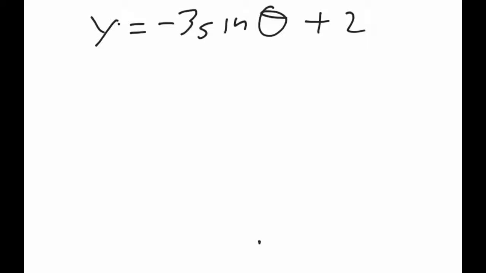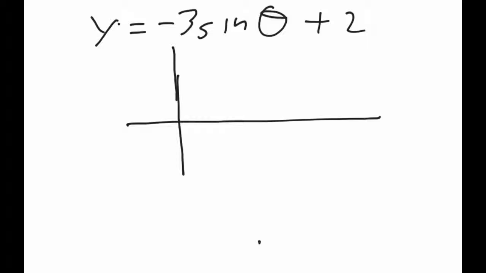Alright, we're going to do a couple graphing problems here. On this particular one, you have y equals negative 3 sine theta plus 2. Because this is my vertical shift of plus 2, I'm going to make my midline at 2. Since my amplitude is 3, 2 plus 3 equals 5. So I move that up.